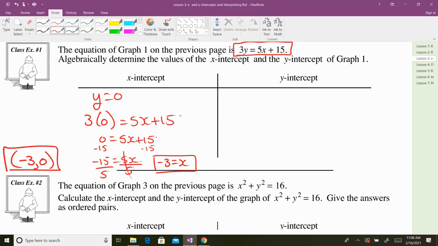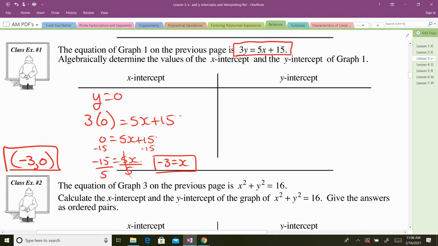This unit and the next unit has algebra all over the place. So if you struggle with algebra, you better come see me and I will give you help.